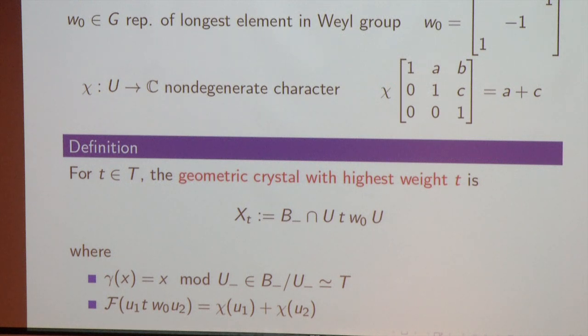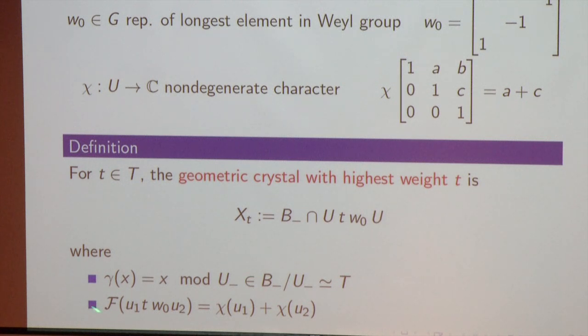To play with this, you need to do some linear algebra. And it comes with additional data in a geometric crystal. One of the pieces of data is a map to the torus. In this case, if you've got a lower triangular matrix, you get a map to the torus by just remembering the diagonal entries. So just forget the strictly lower triangular part. That's what the map to the diagonal matrix is.